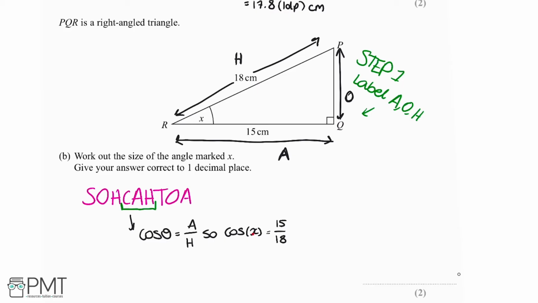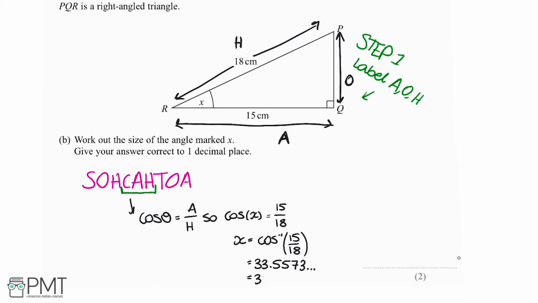Now to get this x by itself, we can do inverse cos. So we say x equals inverse cos of 15 over 18. And if we put this into the calculator, we get 33.5573... However, again, we want one decimal place, so that's going to be 33.6 degrees to one decimal place. So the final answer is 33.6 degrees. And again, we're going to get 1 mark here for working, and 1 mark for the correct final answer to one decimal place.